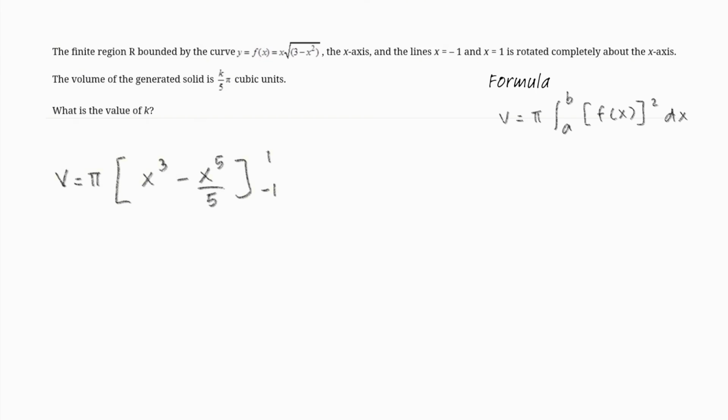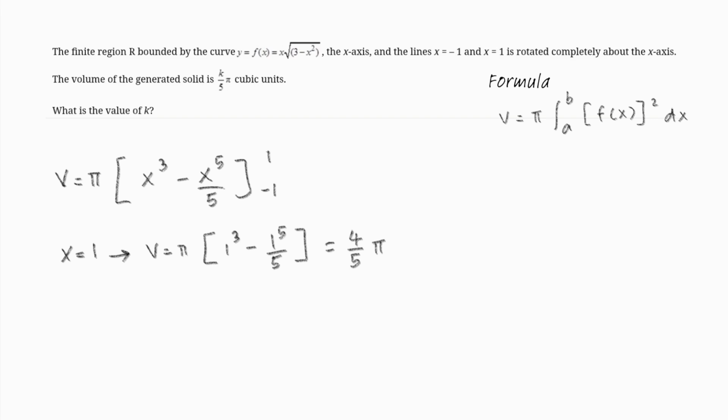So now we are ready to substitute our upper and lower limit to get our total volume. Let's start with our upper limit, 1. When x is 1, V equals pi times 1 cubed minus 1 to the fifth power over 5. This is equal to 4 over 5 pi.